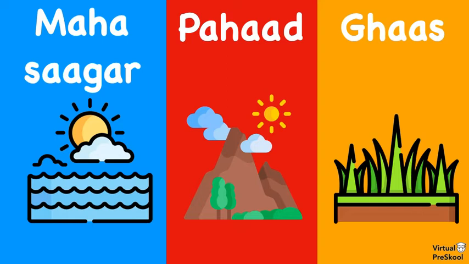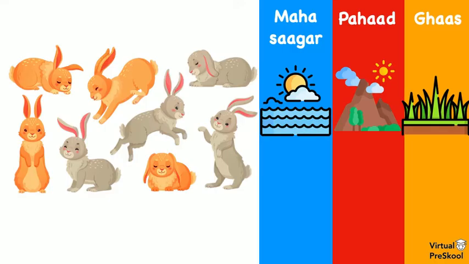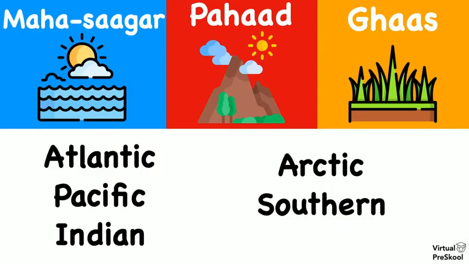So now that you've learned the words, let's do some practice problems. What do khargosh like to eat? Do they like to eat Mahasagar, Pahad, or ghas? They like to eat ghas, right? The Atlantic, Pacific, Indian, Arctic, and Southern. These are the world's 5 Mahasagar, Pahad, or ghas. Mahasagar, right? These are the world's 5 oceans.